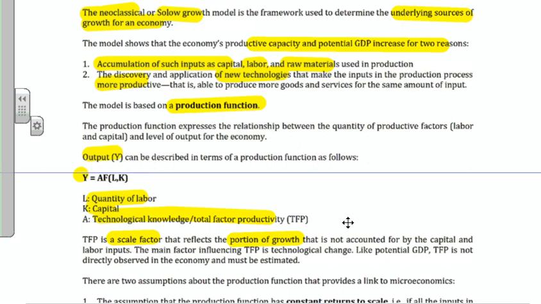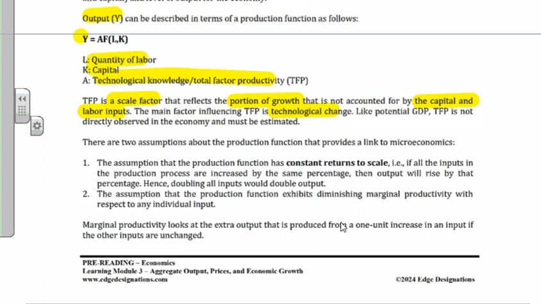It reflects the portion of growth not accounted for by capital and labor inputs. Of course, the key component of total factor productivity is technological change. Two assumptions about the production function provide a link back to microeconomics. The first is the assumption that the production function has constant returns to scale.